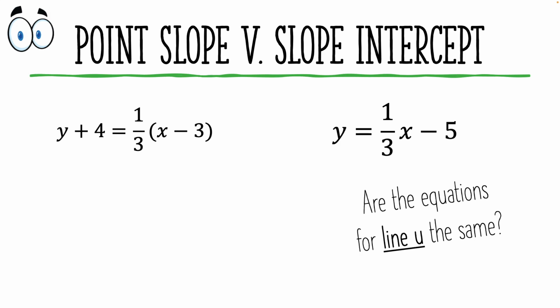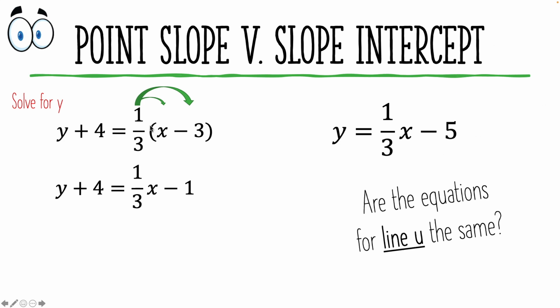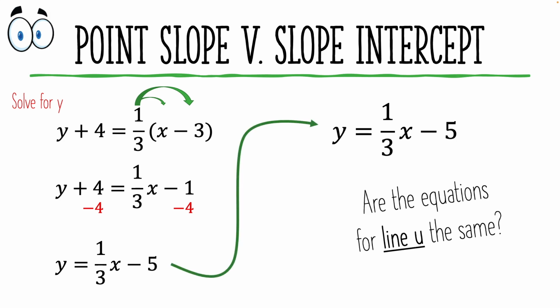Here's what we're going to do. We're going to take point-slope form and solve for y. We're going to rearrange the equation just a little bit to see what happens. In order to rearrange this equation, we're going to take the 1/3 and distribute it through the parentheses. So you get y plus 4 equals 1/3 x minus 1, because 1/3 of 3 is 1. Then we can subtract 4 from both sides, and you get y equals 1/3 x minus 5. So by rearranging it, you can see they're basically the same thing.